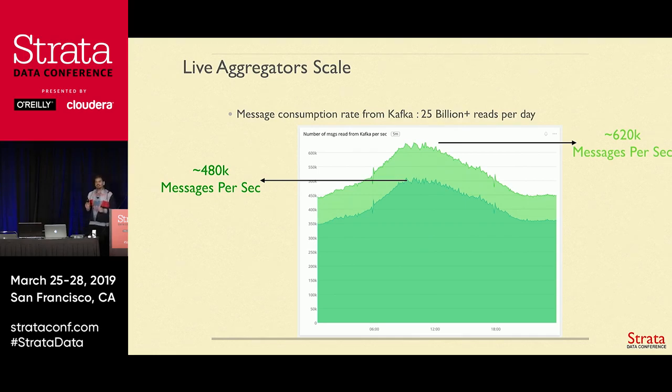And the other number you are seeing on the right, which is 620,000 messages per second, would be the number read from Kafka if each individual view is directly reading from Kafka. So you can see we are saving around 30% of network out on Kafka by sharing that message inside a view.